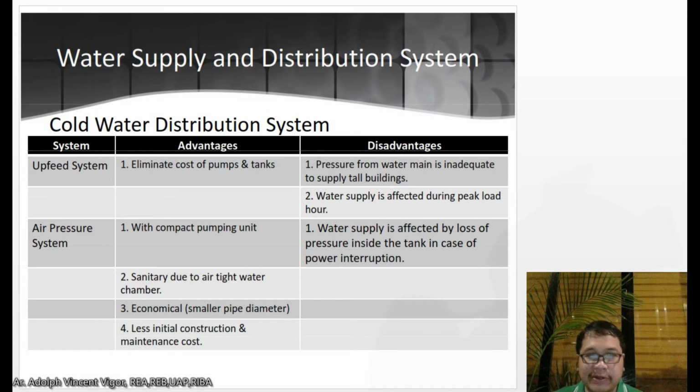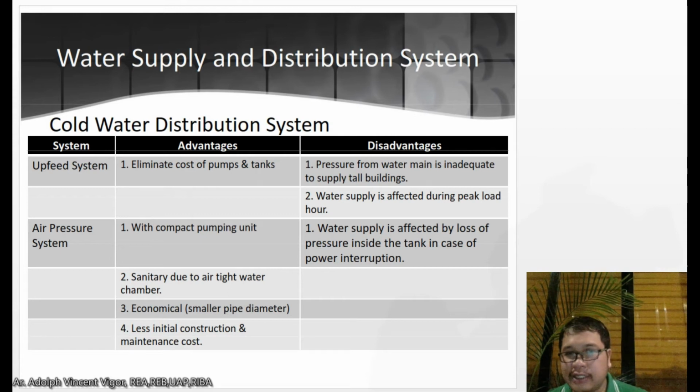Then you have the air pressure system. The advantages are that it is a compact pumping unit. It is sanitary due to the airtight water chamber. It is economical because there is a smaller pipe diameter, then less initial construction and maintenance cost. But the disadvantage is that the water supply is affected by loss of pressure inside the tank in case of power interruption.